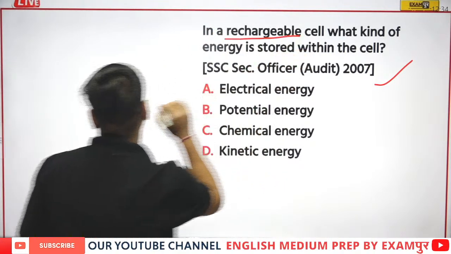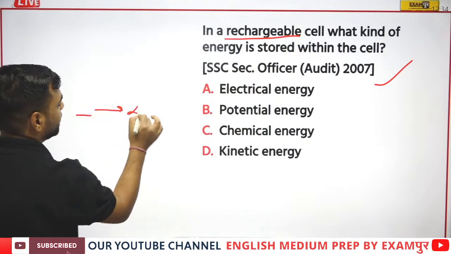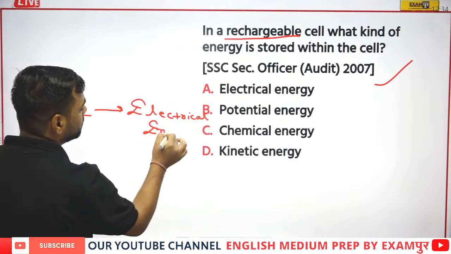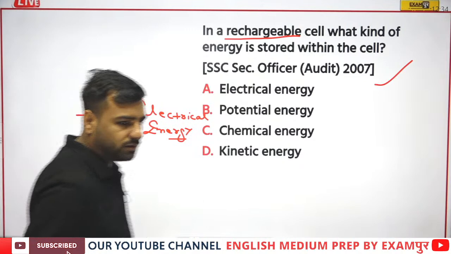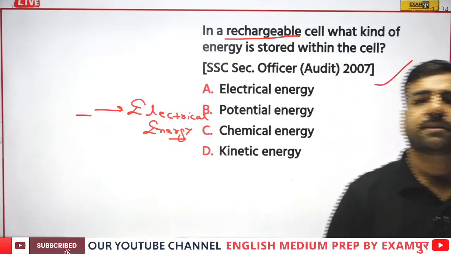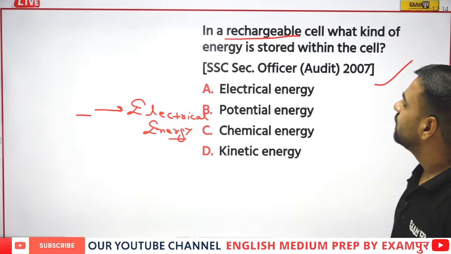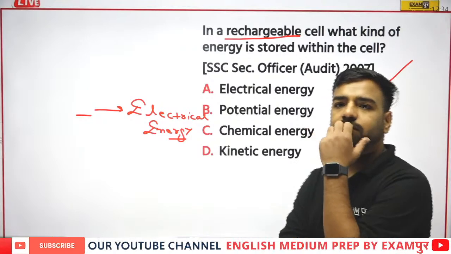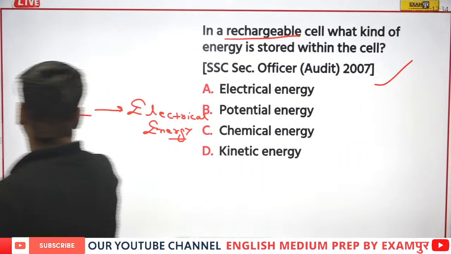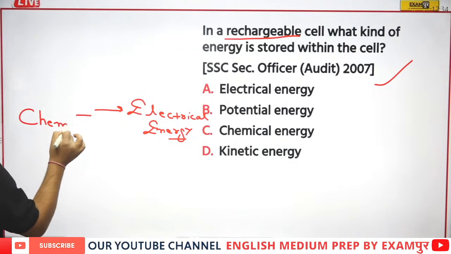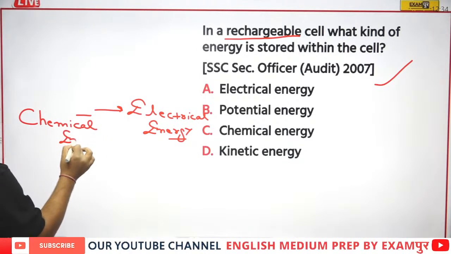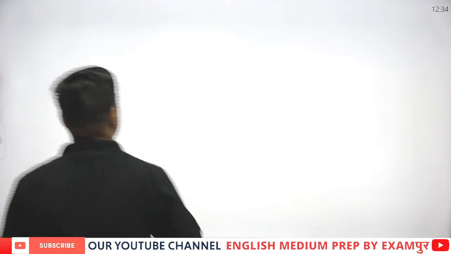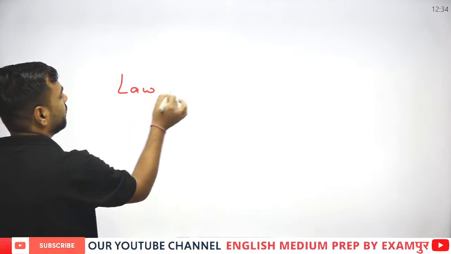This means there would be some sort of energy which is actually converted into electrical energy, because of which we can use that energy in torches and all. In a rechargeable cell, what kind of energy is stored within the cell? What is the correct answer over here? Totally correct. The energy which is stored in the form of chemical energy is converted into electrical energy.